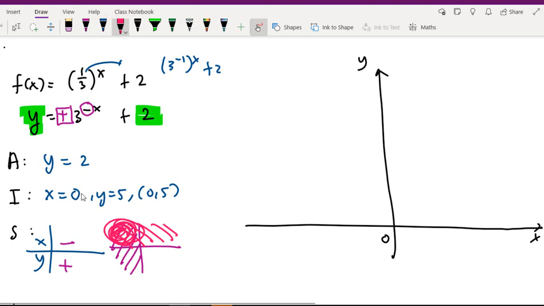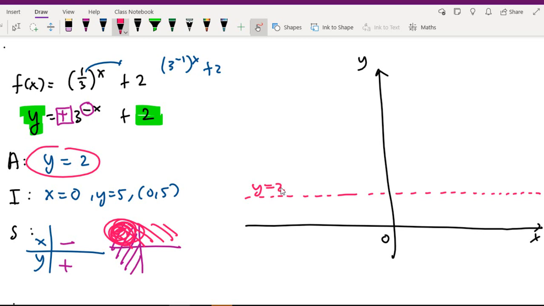Before we start, we need to check the asymptote. The asymptote is y is equal to 2. Draw the dotted line and label y is equal to 2. And check the intercept point, 0, 5. Then the graph is starting in the second quadrant, so just start from here.